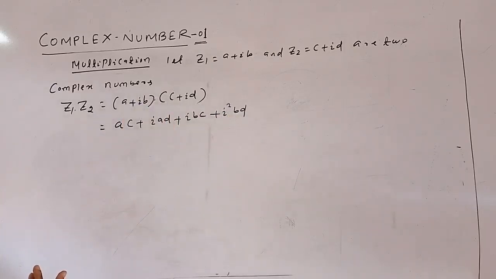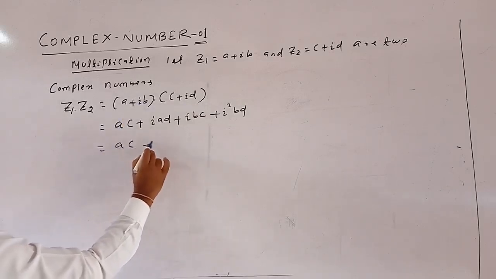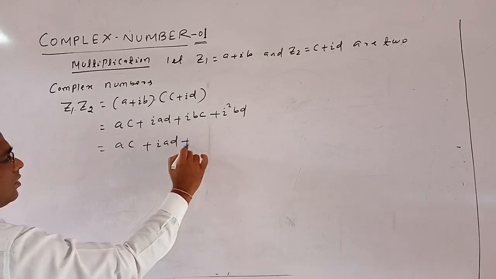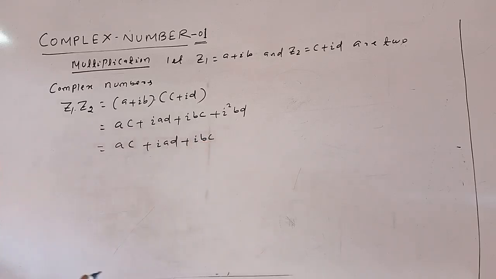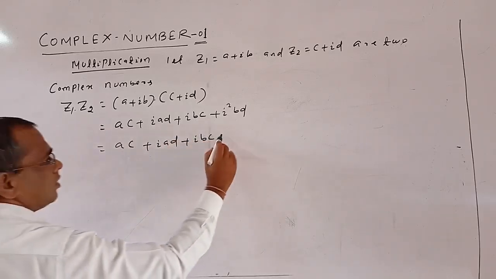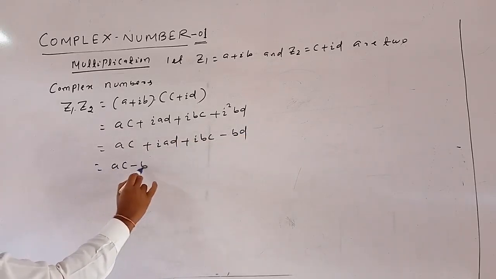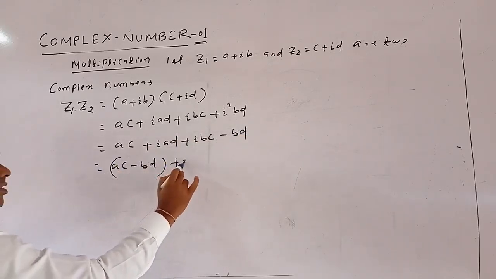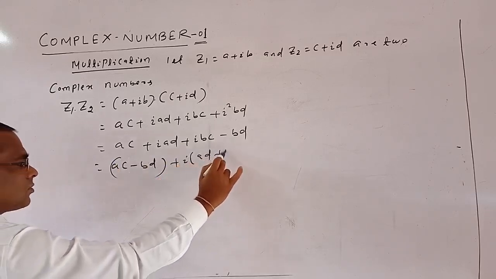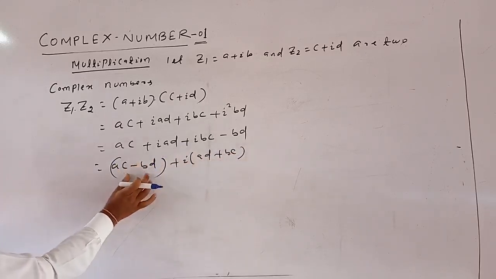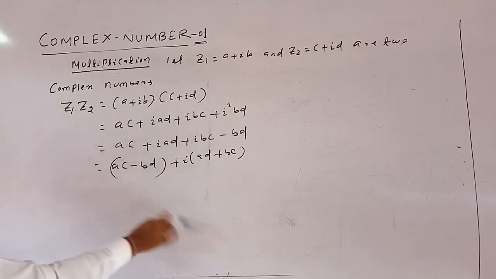You multiply simply. This is ac plus iad plus ibc, but i square means what? Minus 1. So minus bd, and this is ac minus bd plus i into ad plus bc. Okay, this is again a complex number, this is a real number, this is also a real number.